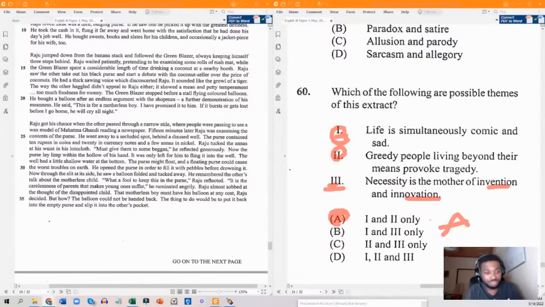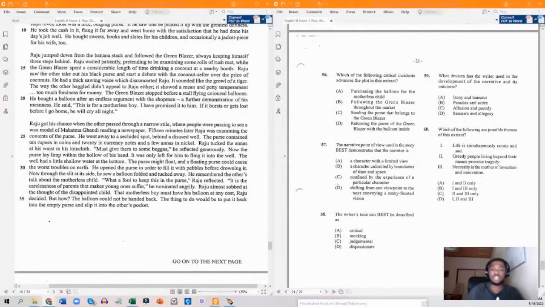So yeah, guys, that's it. Those are my thoughts on this passage. What do you guys think? Do you guys agree with my answers? Do you disagree?